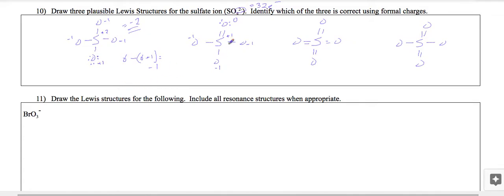All right, so we've done better. Now we have -1, -1, -1, and +1. So we're down a negative, and now we're up a positive. That makes sense. So we're doing a better job of minimizing formal charges. So let's try this next one.